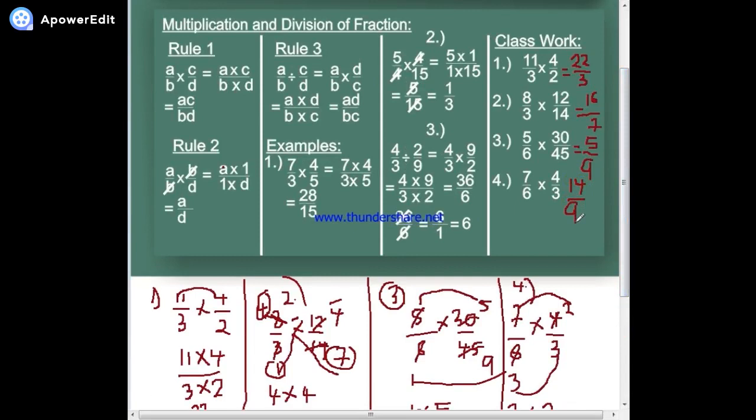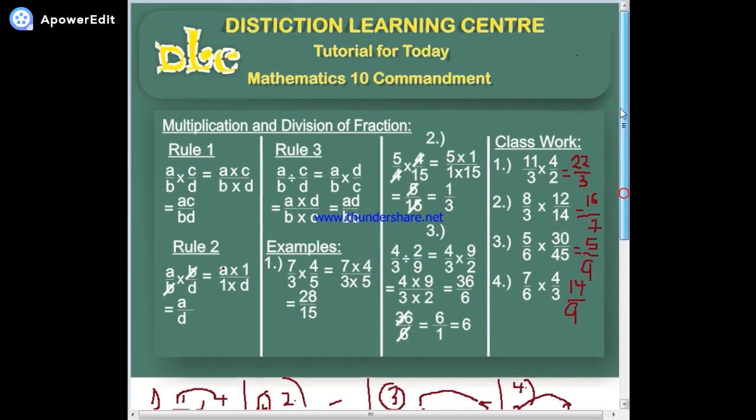So with this, I have strong assurance and strong belief that you'll be able to solve any question pertaining to multiplication and division of fractions. My name is Simid from Distinction Learning Center.